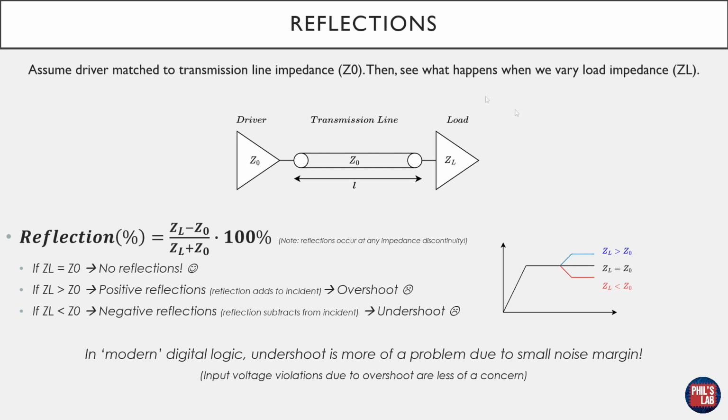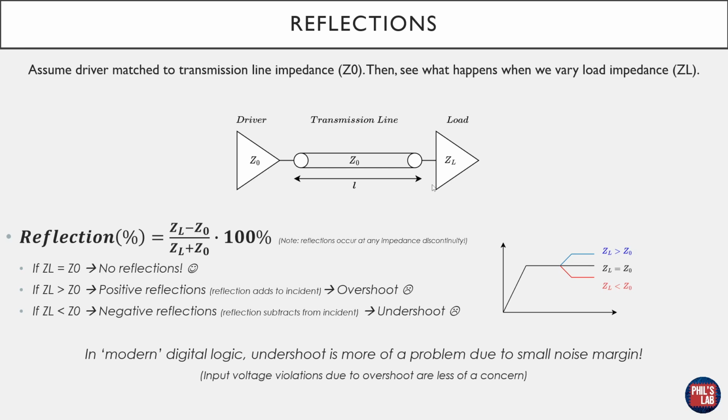For this, I've changed the diagram a tiny bit, but now we'll look at the driver having the same impedance as the transmission line, so both Z0, which we'll call the characteristic impedance. So we assume the driver is matched to the transmission line impedance, so we get no reflections at this driver transmission line boundary. However, we do have a load at the end of the system which acts as our receiver, and let's say we can vary the load impedance.